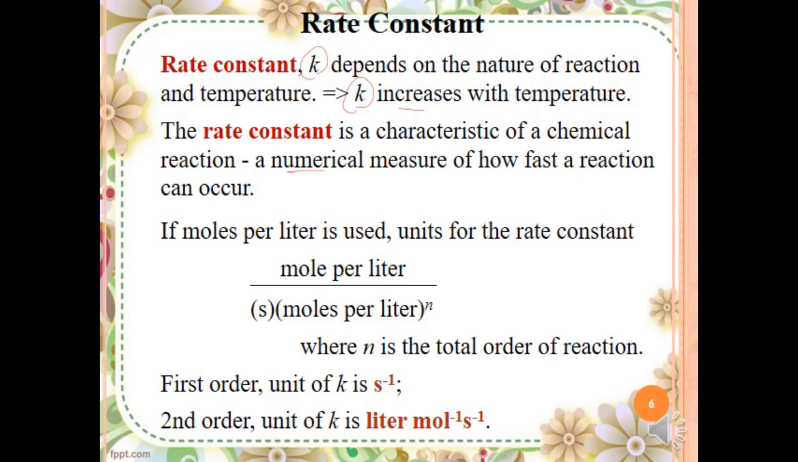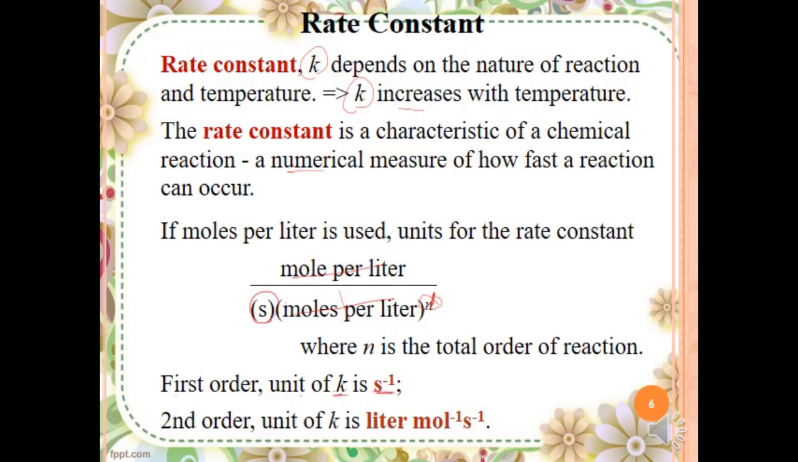And if mole per liter is used, the unit for the rate constant would depend on the order. So we have mole per liter over (mole per liter)^n times s, where n is the total order of reaction. So if first order, the unit of k will be per second. First order means n is 1. So mole per liter over mole per liter you can cancel off, leaving behind per second. So the unit for k is per second.